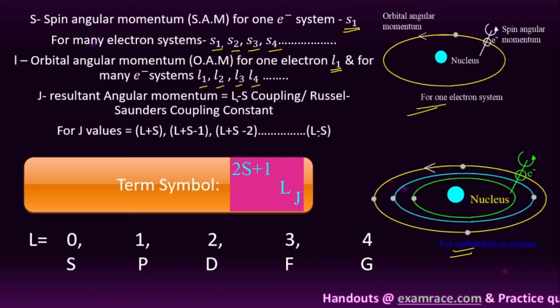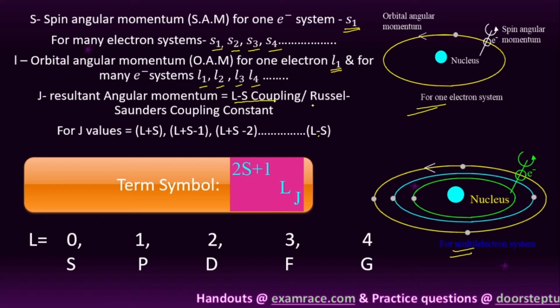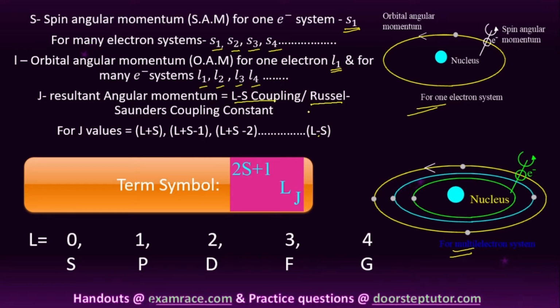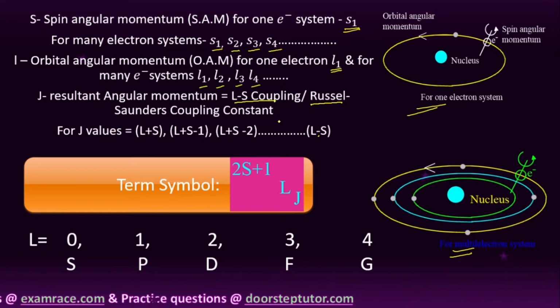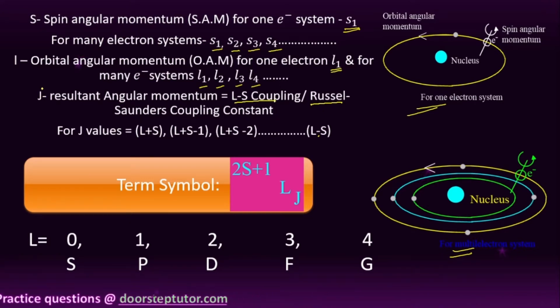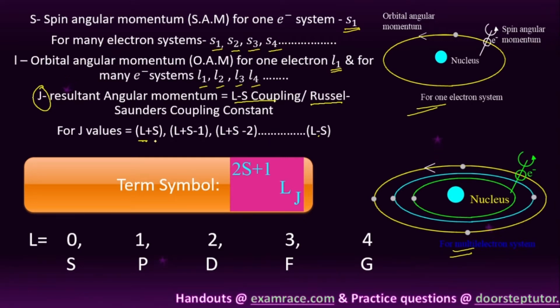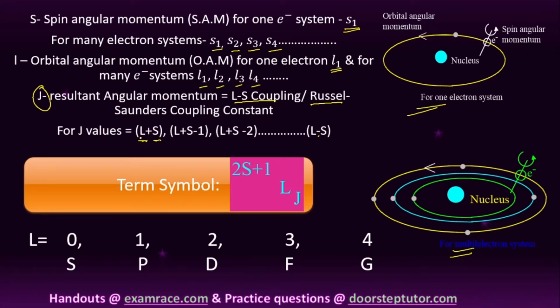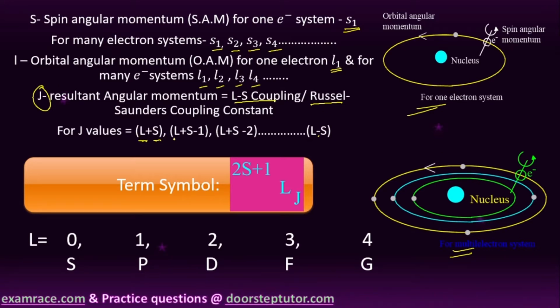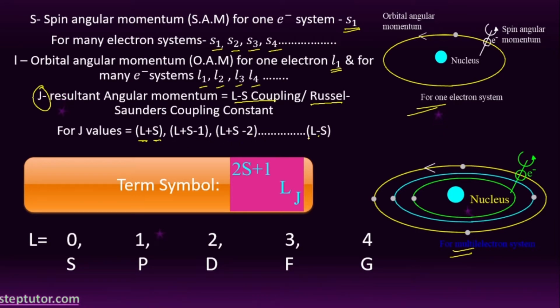Generally, we call it the LS coupling scheme, or the Russell-Saunders coupling scheme also, students. And we denote the resultant angular momentum with the capital letter J. So how do we find the J values? It is the combination of the resultant orbital angular momentum and the resultant spin angular momentum, that is, capital L plus S, comma, L plus S minus 1, comma, L plus S minus 2, and so on, down to L minus S, right?